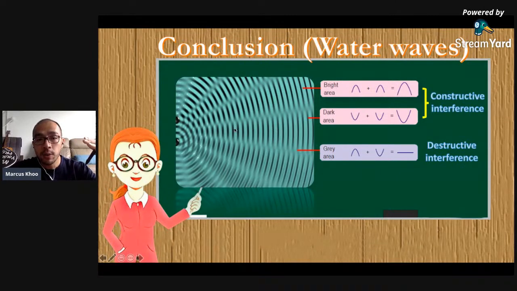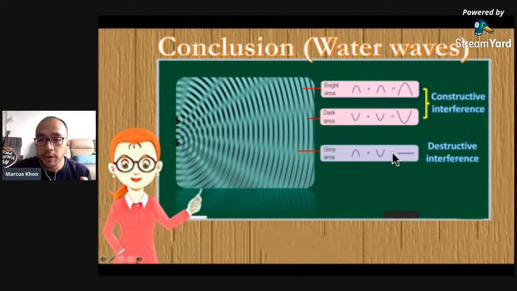Okay, and the other thing I want you to notice is this pattern. After one section of constructive interference, next to it, must be a section of destructive interference. Next to it must be a section of constructive interference, and then after that, destructive. Okay, so notice, constructive, destructive, constructive, destructive. Constructive, destructive, constructive, destructive. Okay.